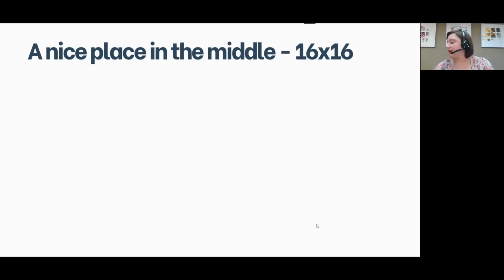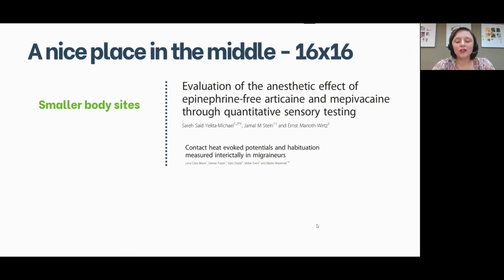Now let's discuss the thermode that is in a nice place in the middle, the 16 by 16. And you can see that this is really half a side of the 30 by 30 thermode. So really sensible differences between the two. And its small surface actually sometimes serves as an advantage. For example, when you want to apply the stimulation on a smaller body area.